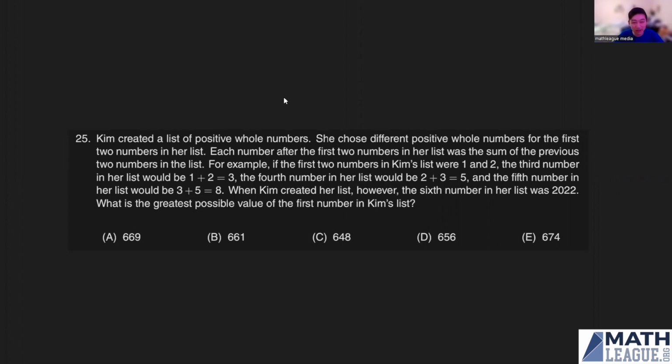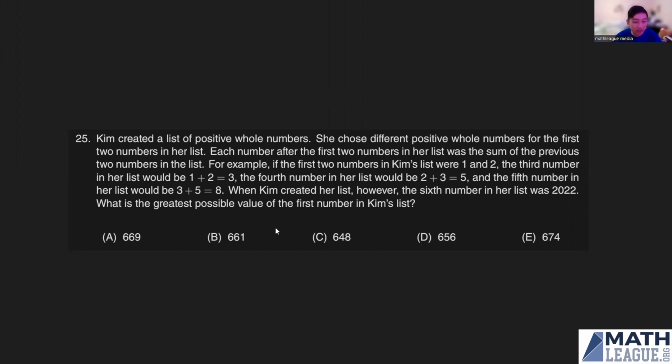list. For example, if the first two numbers in Kim's list were 1 and 2, the third number would be 1 plus 2 equals 3. The fourth number would be the second plus the third, which is 2 plus 3 is 5. And the fifth number would be 3 plus 5 is 8. Okay, so when Kim created her list, the sixth number was 2022. And then we're asked to find the largest possible value for the first number in Kim's list.